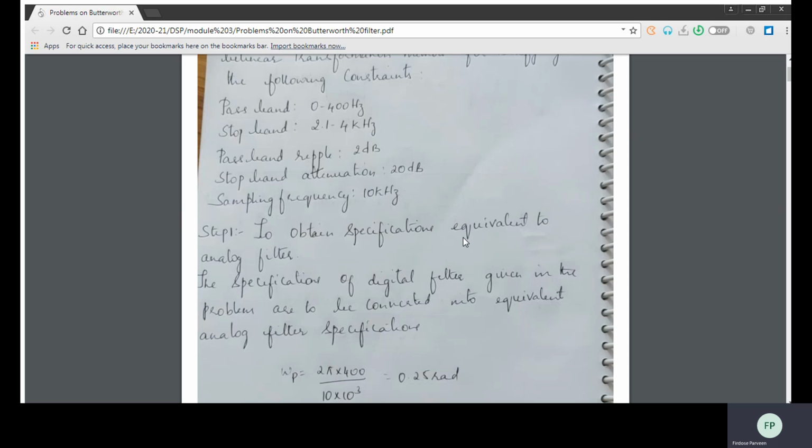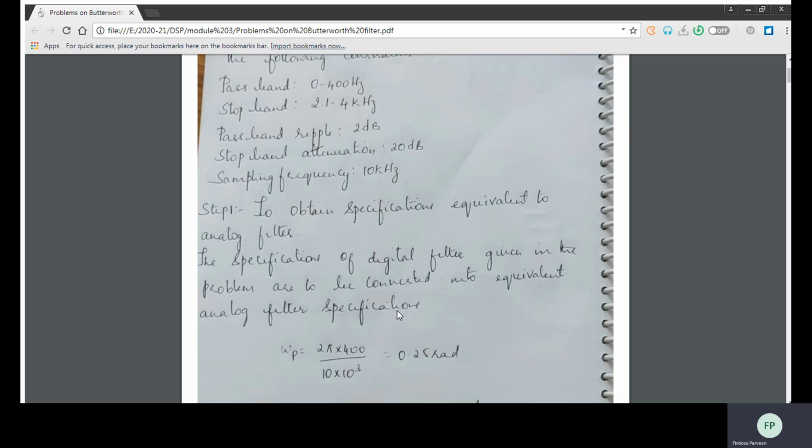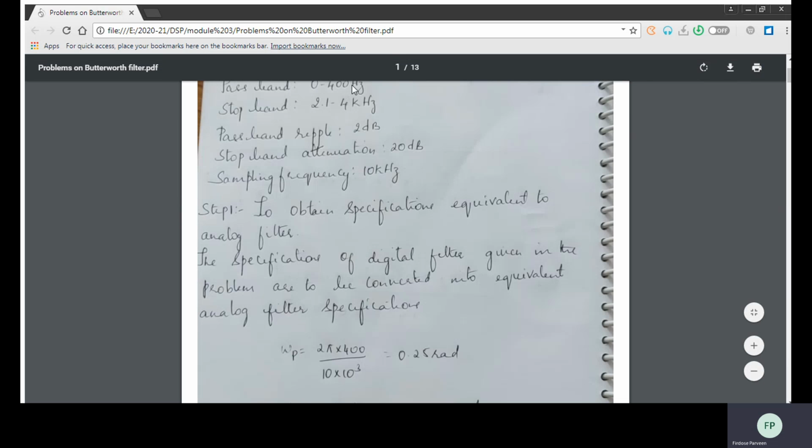In the previous problem, they had given omega p and omega s, sorry, WP and WS directly. But here they have given in terms of hertz, which we have to convert into radians. So to obtain specifications equivalent to the analog filter, the specifications of the digital filter given in the problem are to be converted into equivalent analog filter specifications. In the previous one they had given WP in terms of radians, but here they have given pass band and stop band in terms of hertz.